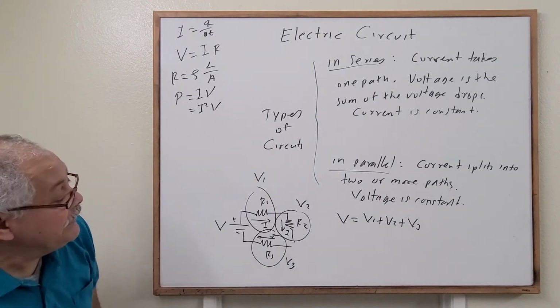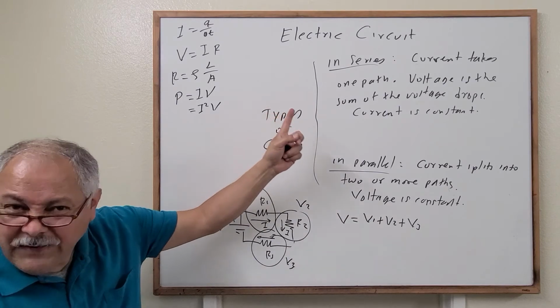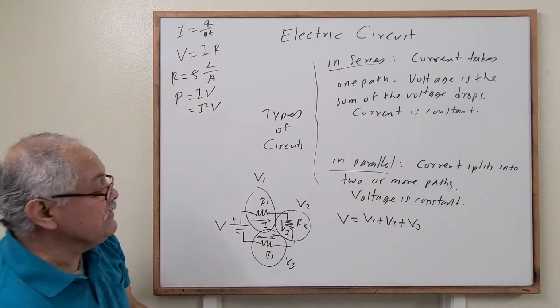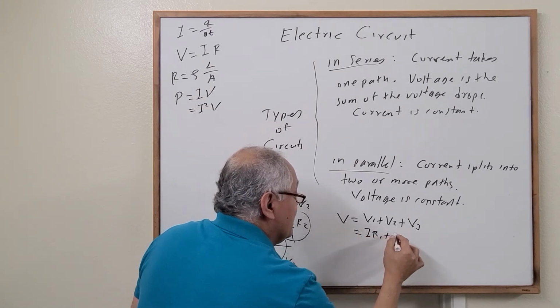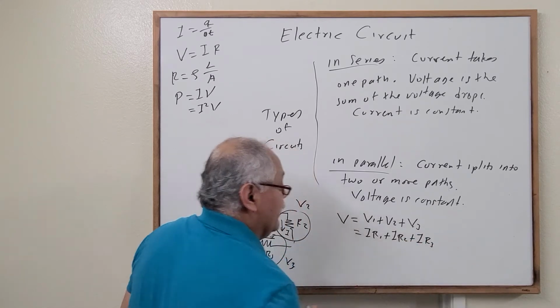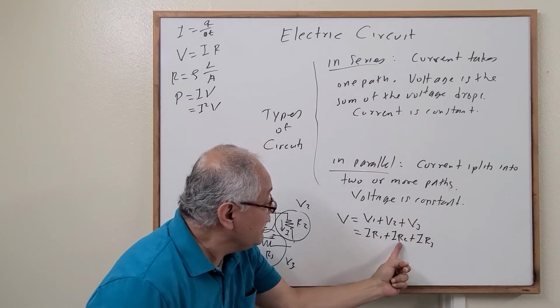Correct? Perfect. Now, how do we define voltage again? Not define it, but let's use Ohm's law, which is current times resistance. So it equals current times resistor 1 plus current times resistor 2 plus current times resistor 3. But look, the current is constant, so we can factor it out.